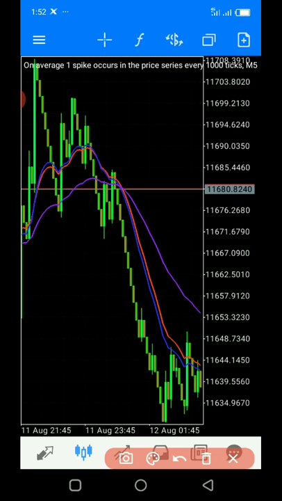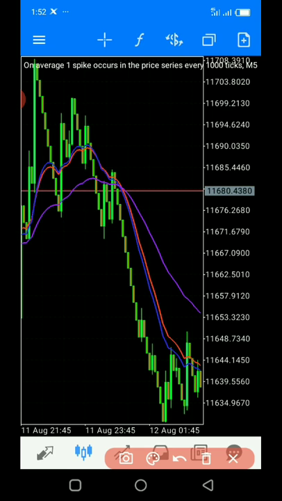Then if the red moving average, which represents the bear power, crosses over the blue moving average, which represents the bull power, it means that the trend is a downtrend market. And we get our entry when the 48 moving average crosses above the red and the blue moving average. So this is how to identify your buy signal and your sell signal.